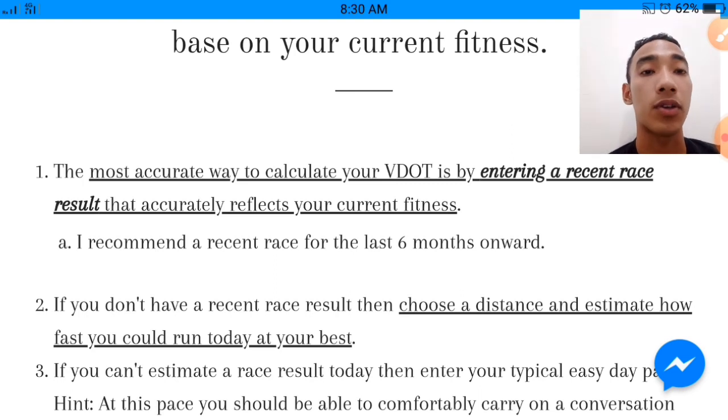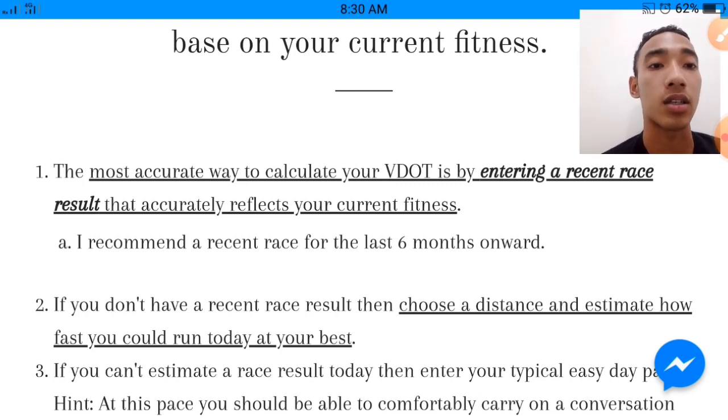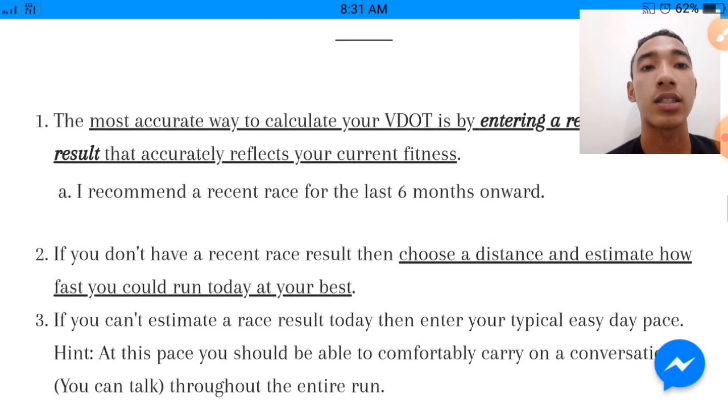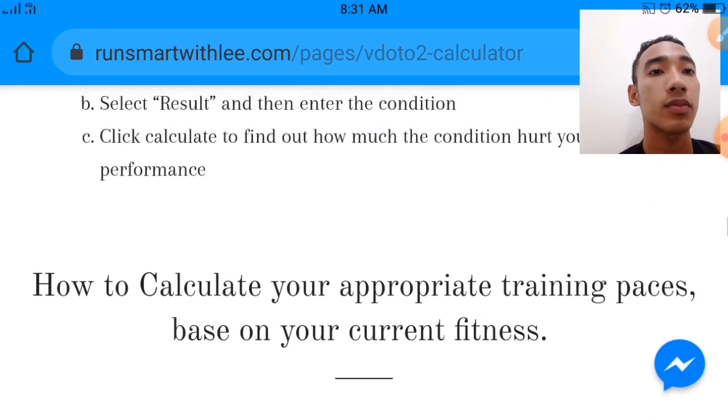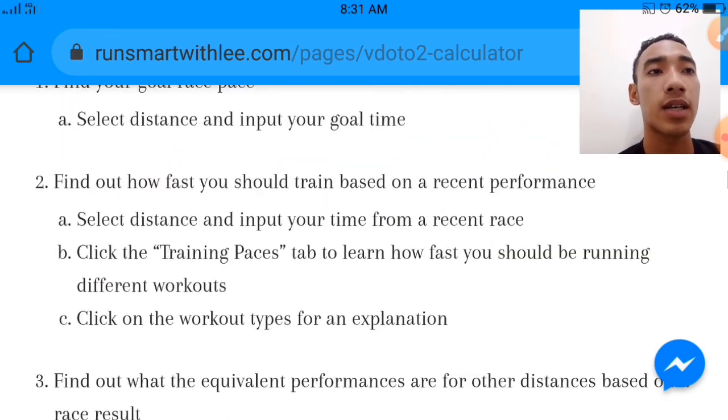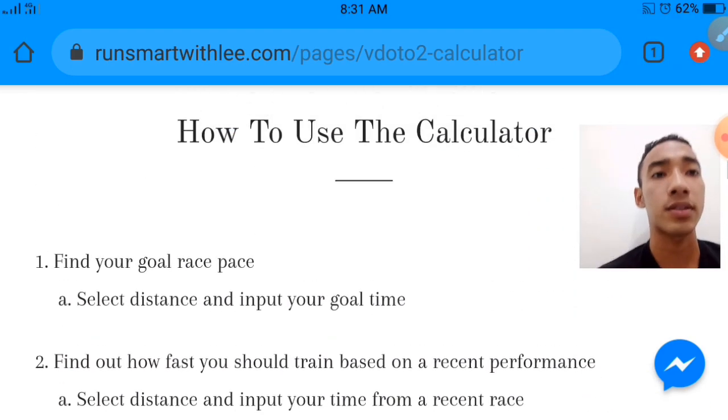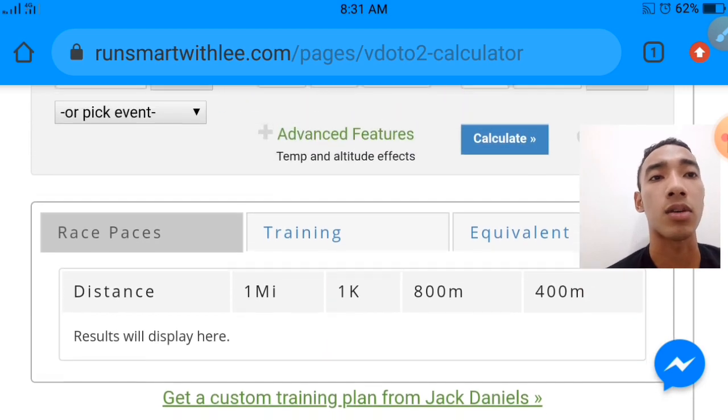The second option, if you don't have any recent race result, is to choose the distance and estimate how fast you could run today at your best. Let's say, for example, I am capable of a sub 2 hours and a half marathon race, estimated. The third one, if you can't estimate a race result today, is to enter your typical easy day pace. Let's say my easy pace goes around 7 minutes per kilometer.